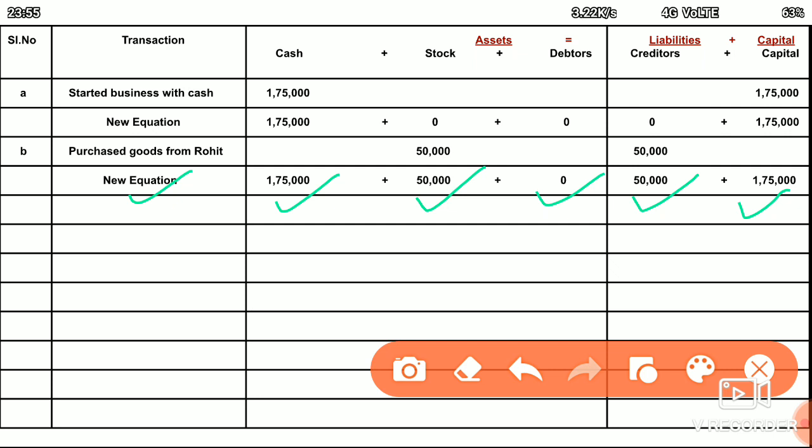Now if we look at the asset side and the liability side and total it, we get the same amount. So we can go for the next transaction.